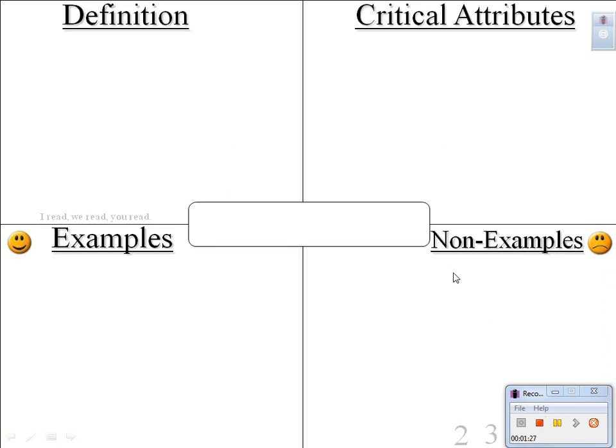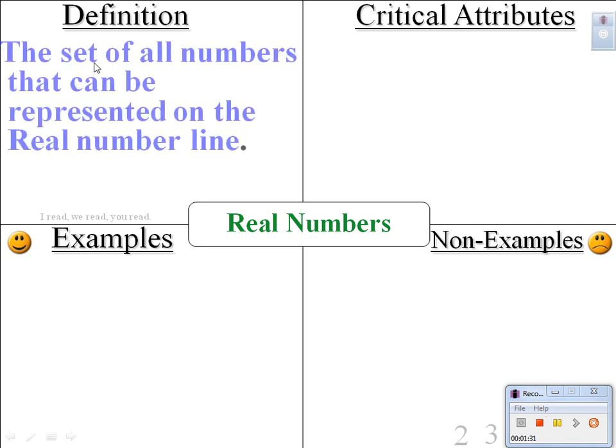In the FAIR model. So the FAIR model is here. Real numbers. What are they? Real numbers is the set of all numbers that can be represented on the real number line. The set of all numbers that can be represented on the real number line.